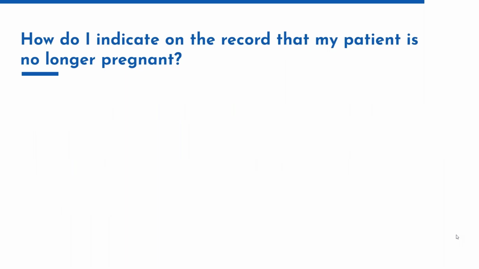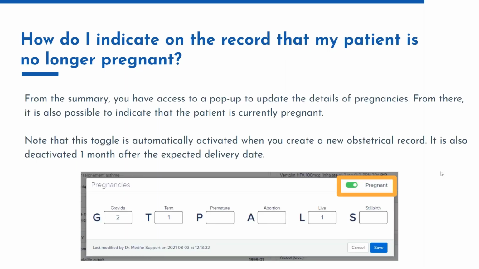How do I indicate on the record that my patient is no longer pregnant? So I showed this a bit earlier, but I'm just going to remind you. From the summer, you have access to a pop-up to update the details of pregnancies. And so from there, it's also possible to indicate that the patient is currently pregnant. So as a reminder, that toggle is automatically activated when you create a new obstetrical record, and it's also automatically deactivated 1 month after the expected delivery date.